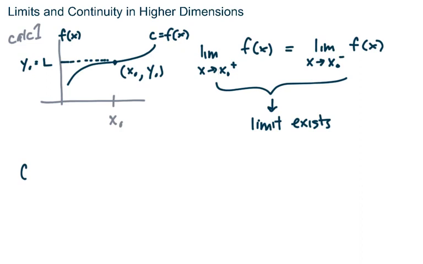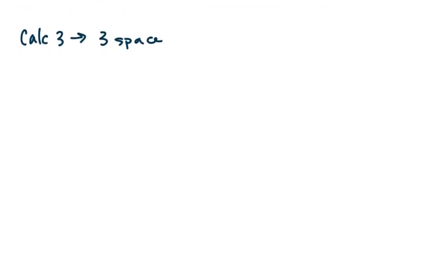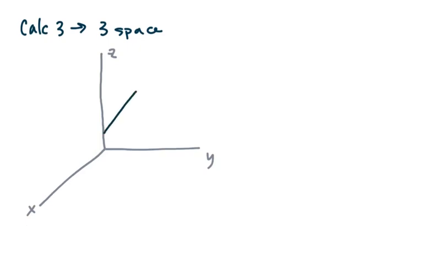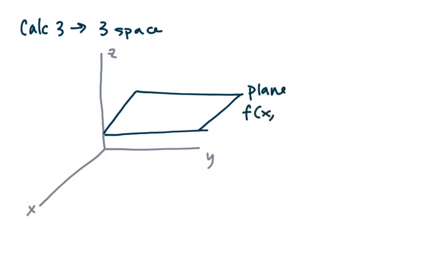So now that we're in Calc 3, we're going to talk about 3 space limits. So let's draw our right hand coordinate system. Got x, got y, we have z. In this coordinate system, we might have a plane floating up here in space. We'll call this plane f of x, y. So this plane is a function of 2 variables.